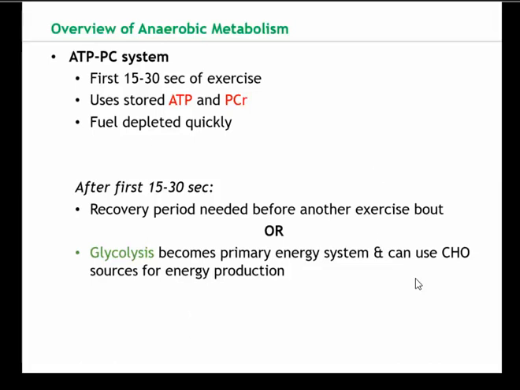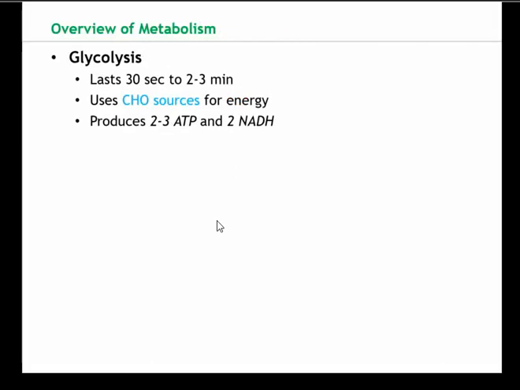So yeah, we kind of have two options here, and then let's say we do move into glycolysis. So we know glycolysis becomes the primary energy system after 30 seconds and lasts up to 2 to 3 minutes. It's going to use carb sources for energy. We already know the process of glycolysis. We're taking glucose or glycogen and producing pyruvate at the very end. We produce 2 ATP if we use glucose and 3 ATP if we use glycogen. And that also results in 2 NADHs.